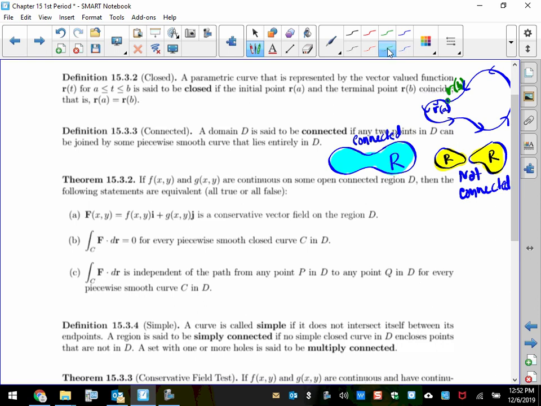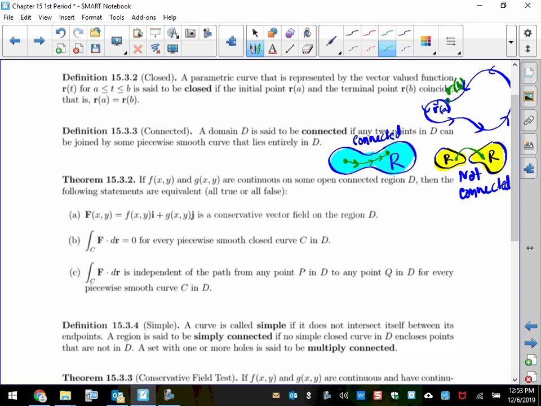So let's read the definition again and carefully. It says the domain D is connected if any 2 points in D can be joined by some piecewise smooth curve. So if I choose 2 points inside R here, notice that I can join them with some piecewise curve. But if I choose 2 points in this region R, there's no piecewise smooth curve that can be used to join these two that stays inside the region. So it has to go outside of the region in order to join the 2 points. So this one is not connected.